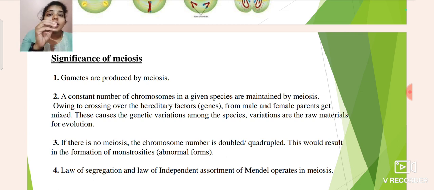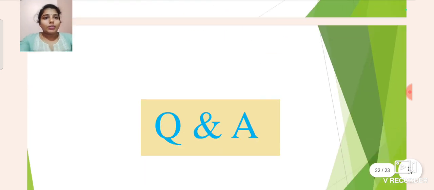Next, if there is no meiosis, the chromosomes would be doubled or quadrupled, which would result in abnormal forms. There is no crossing over, so there are no genetic variations, and it leads to the formation of abnormal forms. It is also called the mutation process. Then the law of segregation and the law of independent assortment of Mendel operate in meiosis. The meiosis process is completely based upon the law of segregation and the law of independent assortment. It is a completely genetic process described by Gregor Johann Mendel. So this is about the significance of meiosis.